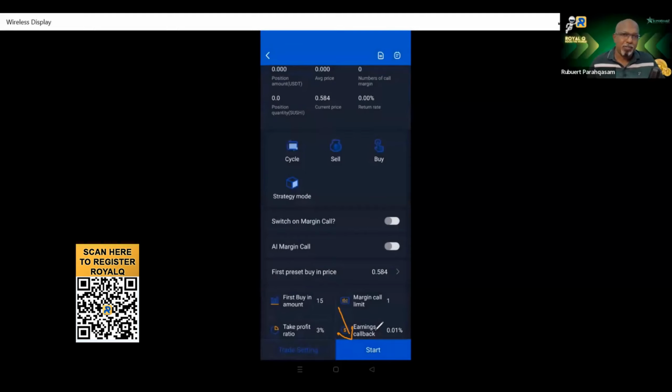So far, so good, guys? You've learned it? Yes. Now you know how to set it up. We can set it up in less than a minute, actually. Once you get a signal, it takes less than a minute to set it up.